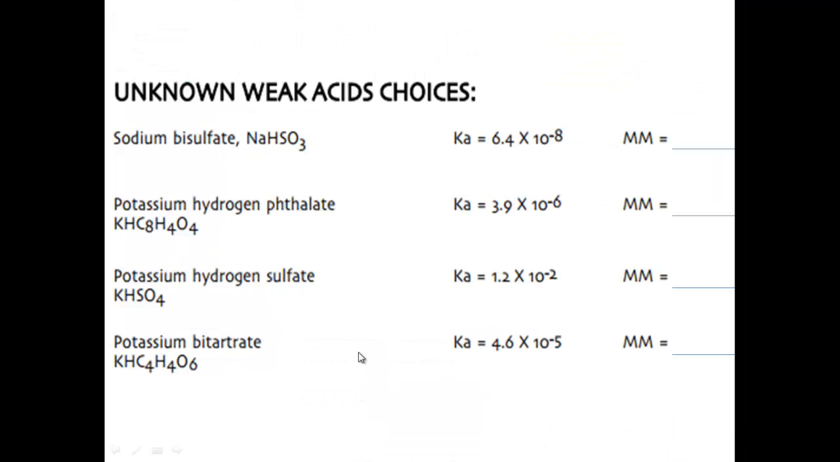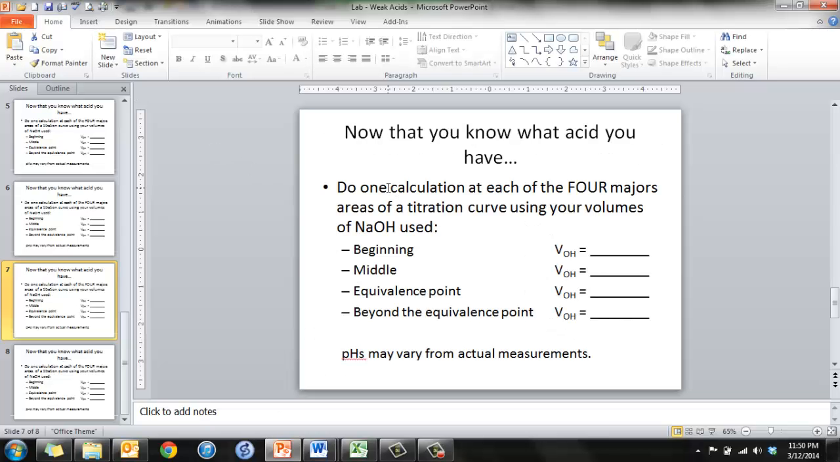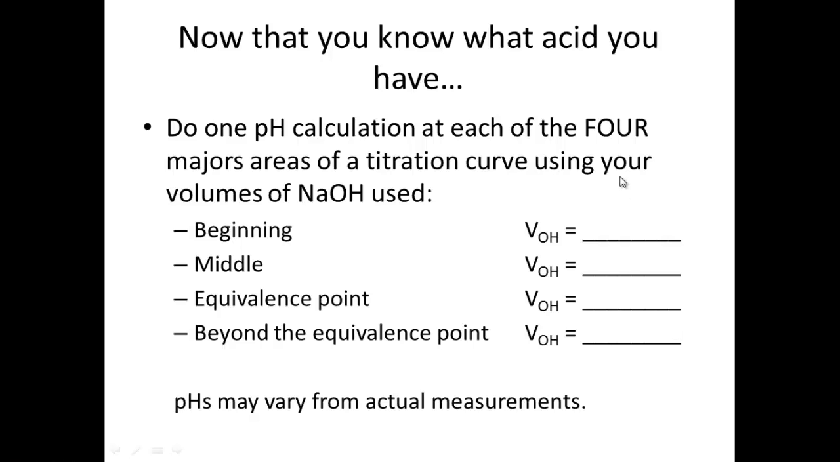And lastly, the question section of your lab report is this. When you're all done with your lab report, you should have a question section. And your question section is this. I'm going to have to change just slightly here. Do one pH calculation for each of the four major areas on a titration curve using your volumes of hydroxide used. So as we've all seen, in all titration curves, there's a beginning spot where your volume is zero here. Actually, write that in.